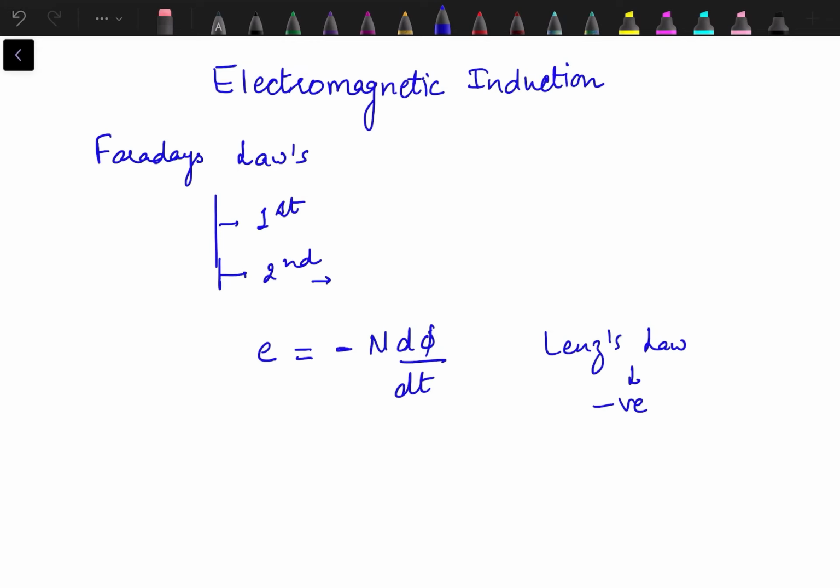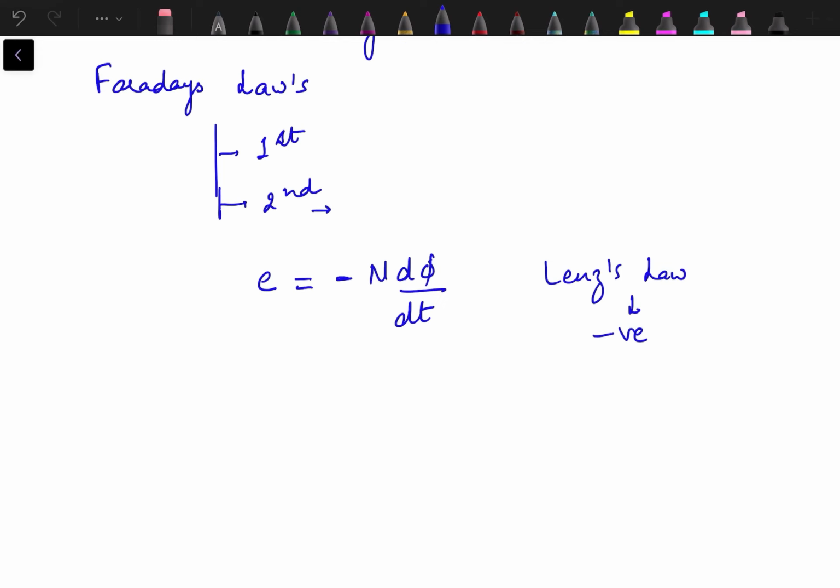Now when we have an induced EMF because of change of the flux, we have two different types of induced EMFs in the circuits. One is dynamically induced EMF. Dynamically induced EMF is the EMF which is induced when the conductor is moving. So that's why the name is dynamically induced EMF.